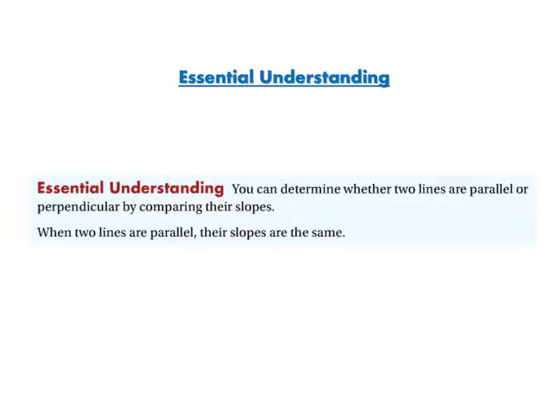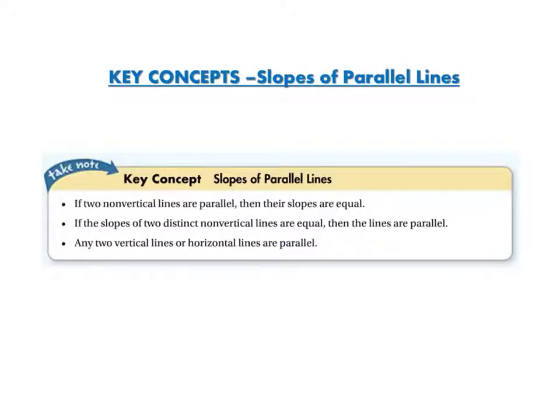When two lines are parallel, their slopes are the same. If two non-vertical lines are parallel, then their slopes are equal. If the slopes of two distinct non-vertical lines are equal, then the lines are parallel, which is basically saying the same thing. Any two vertical lines or horizontal lines are parallel.